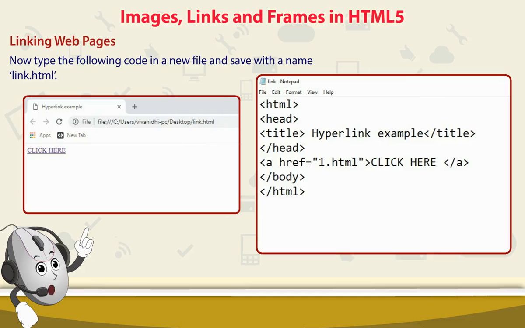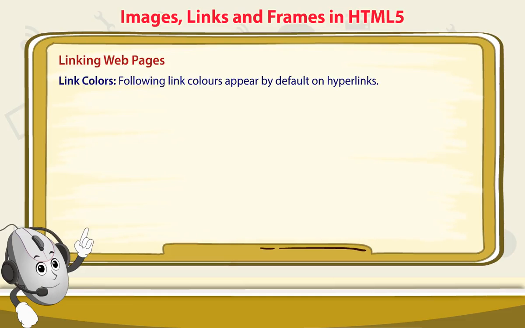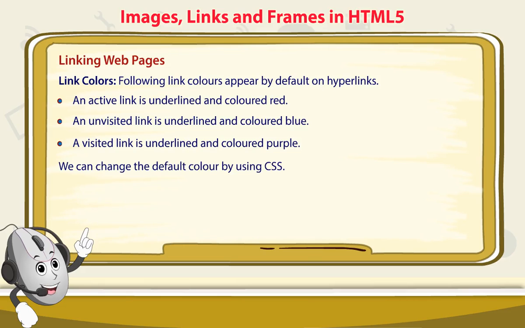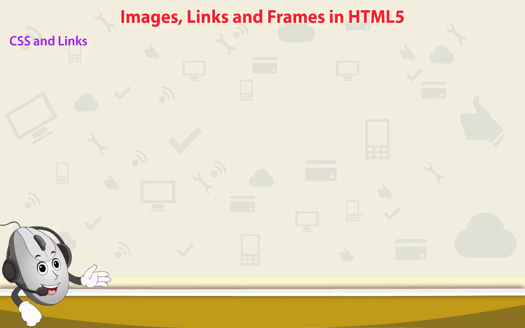Now type the following code in a new file and save with the name link.html. Link colors. Following link colors appear by default on hyperlinks. An active link is underlined and colored red. An unvisited link is underlined and colored blue. A visited link is underlined and colored purple. We can change the default color by using CSS.